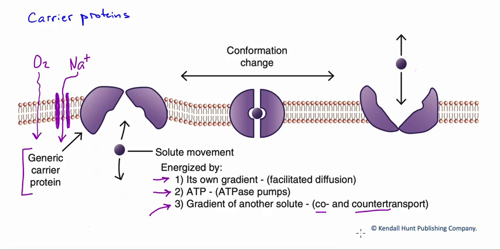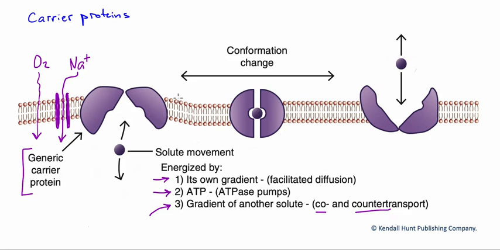Now, what happens in this scenario is that one solute is going to move down its gradient and therefore be releasing energy. And that energy is harnessed to move the other solute against its gradient. Right? So again, we have to have energy when we're going to move things against their gradients. And sometimes that's provided by one solute moving down a gradient to drive another up.